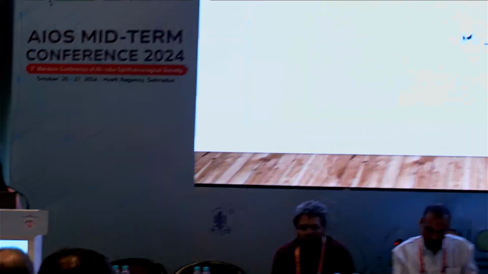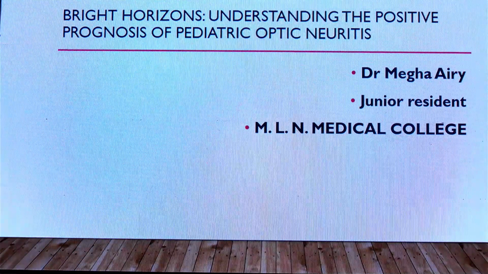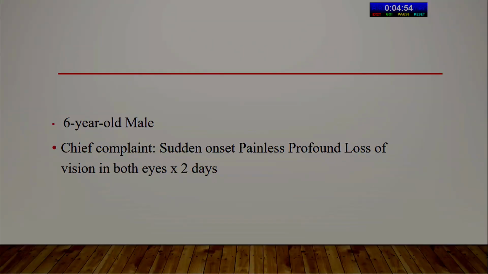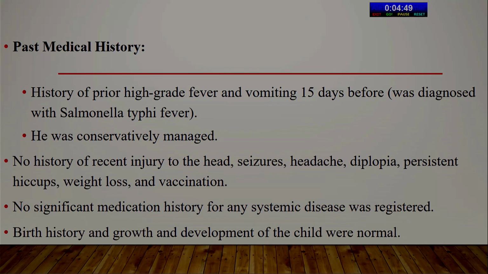Good afternoon, everyone. I'm presenting a case of a 6-year-old male with a chief complaint of sudden onset painless profound loss of vision in both eyes since 2 days. The past medical history is that he had a prior high-grade fever with vomiting for 15 days, and he is a diagnosed case of Salmonella typhi fever. He was conservatively managed. There is no history of recent injury to head, seizure, headache, diplopia, persistent hiccups, weight loss, and vaccination. No significant medication history for any systemic disease was registered.